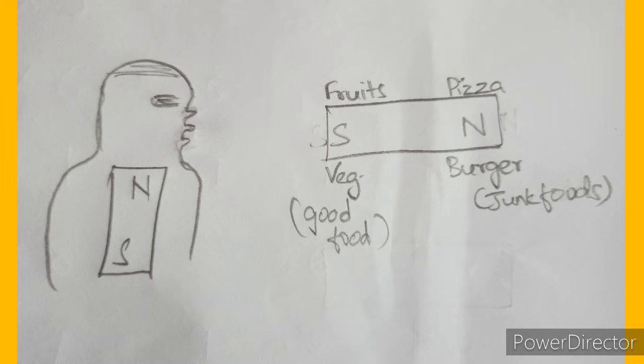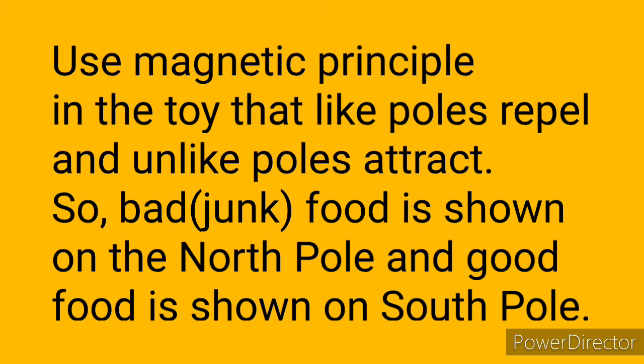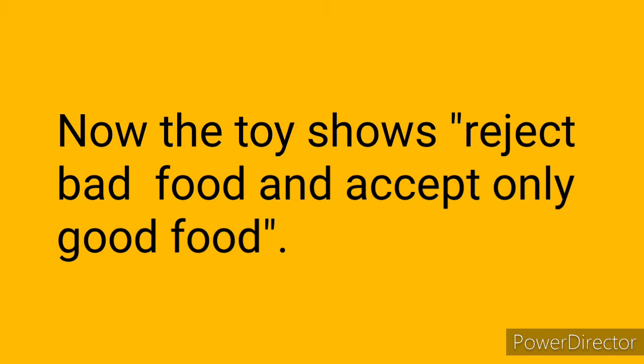Okay, like this we can prepare a toy. So use the magnetic principle in the toy that like poles repel and unlike poles attract. So bad food, that is junk food, is shown on the north pole and good food is shown on the south pole. Now the toy shows reject bad food and accept only good food. Okay, like this you can make a toy, and by this we completed the question answers of this lesson.